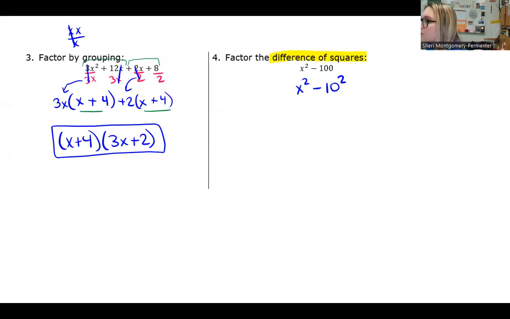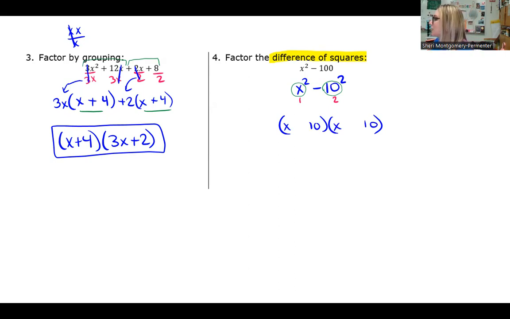Please rewrite it on your paper. As soon as you have something squared minus something squared, you're only looking at these. Only those things matter when we go to write the factors for a difference of perfect squares. We'll have 2 parentheses and we put them exactly in that order. This is going to be written first, and then this is going to be written second. They have to be in that order. So I have an x and a 10, an x and a 10.